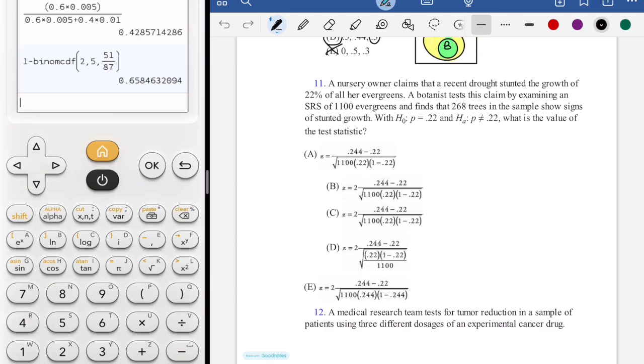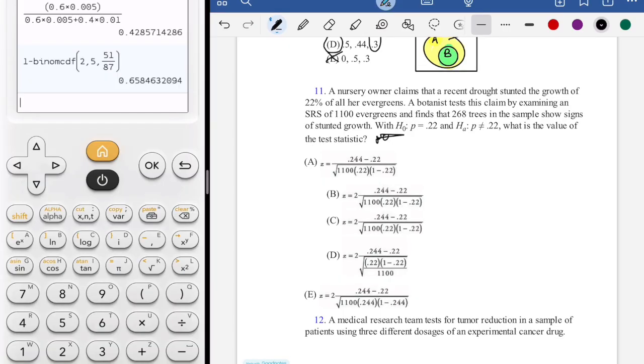All right, so for this, we go to our handy dandy formula sheet. Let me just pull it up over here. I forget where I put it. All right, we're talking about a population proportion.